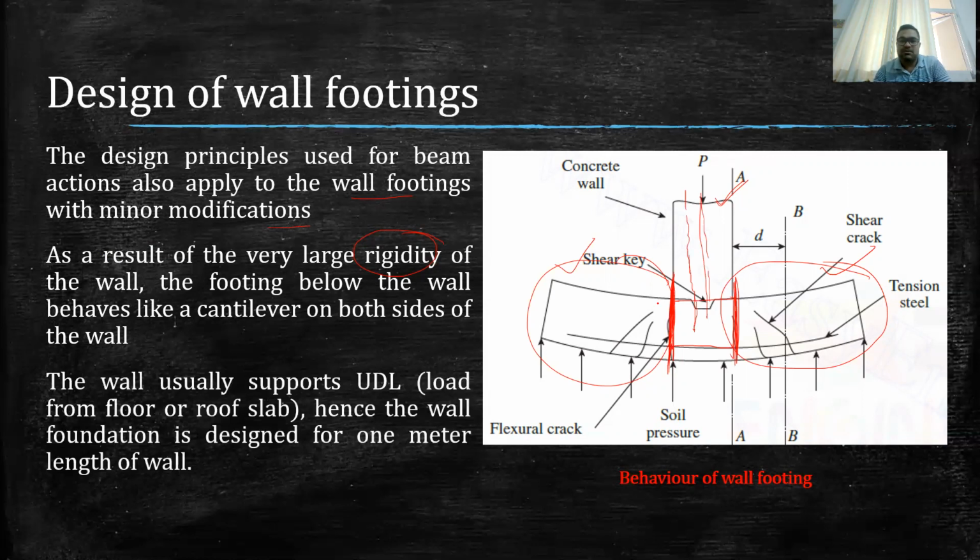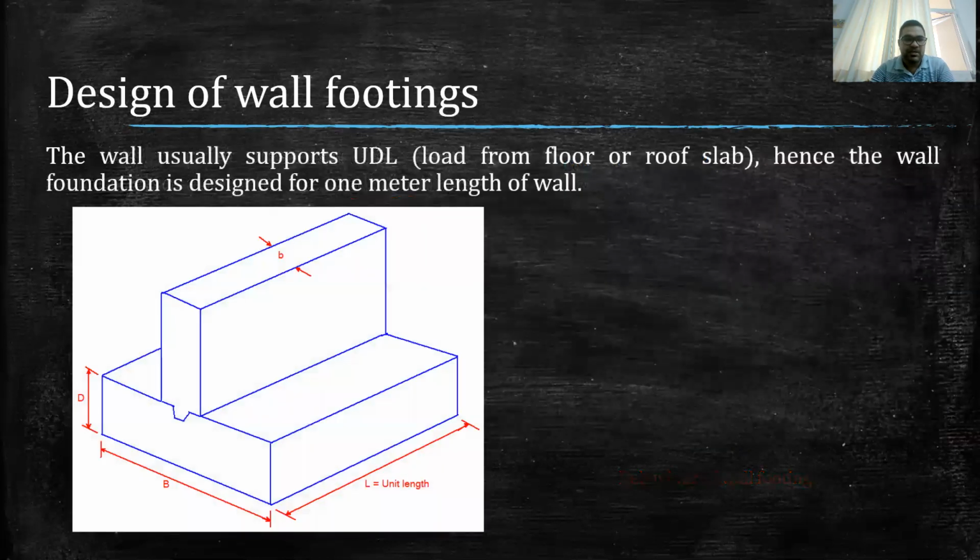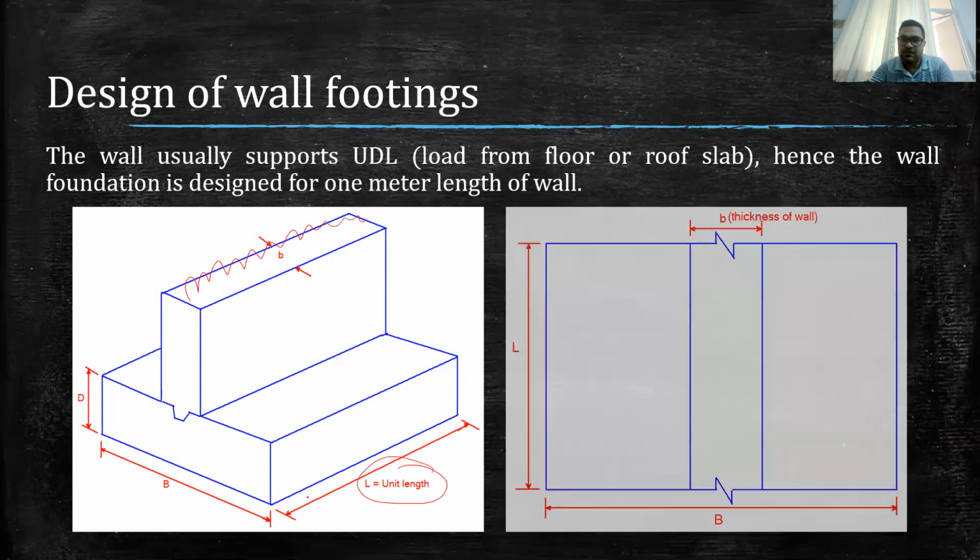Now, generally the wall supports a UDL along the length of the wall, and therefore we generally design the wall foundation for 1 meter length only, which means we design the foundation for unit length. So that can be seen here also. We can assume that this is the UDL, and for this UDL we design the foundation for a unit length. And in the plan also, you can see this will be the unit length.